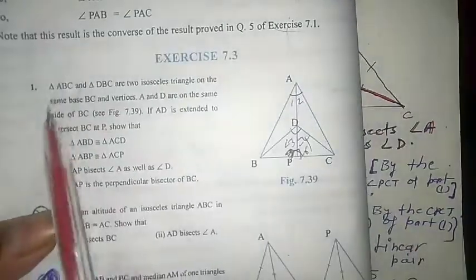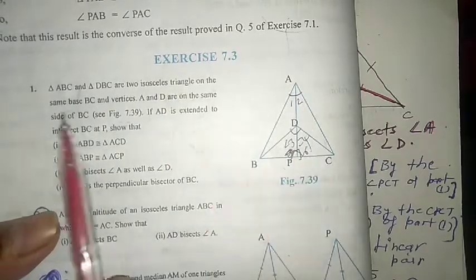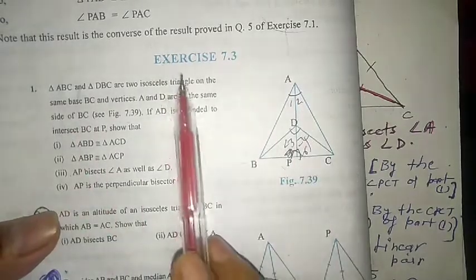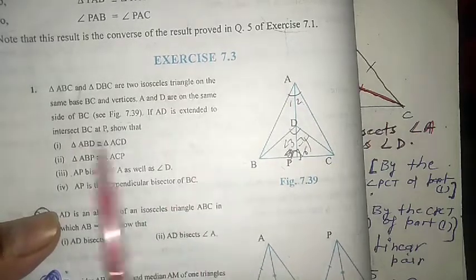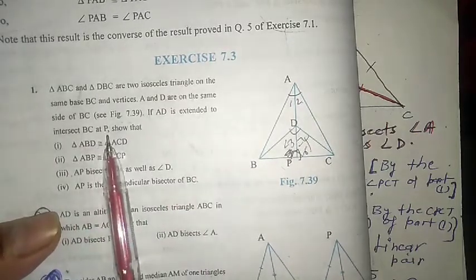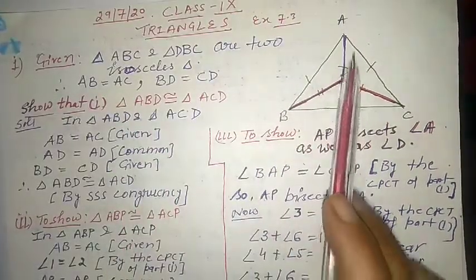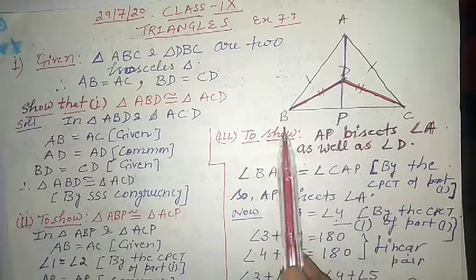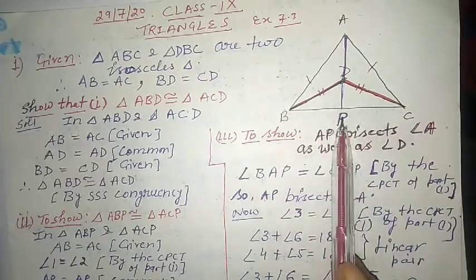The question is: triangle ABC and triangle DBC are two isosceles triangles on the same base BC, and A and D are on the same side of BC. If AD is extended to intersect BC at P, show that the following. So here I have written, this is the figure, this is point A, B, C, this point is D, and this point is P.